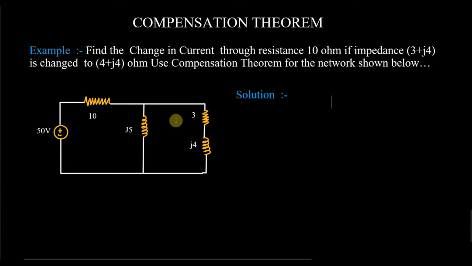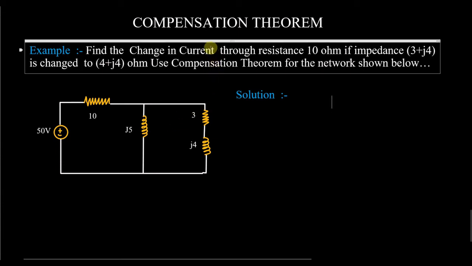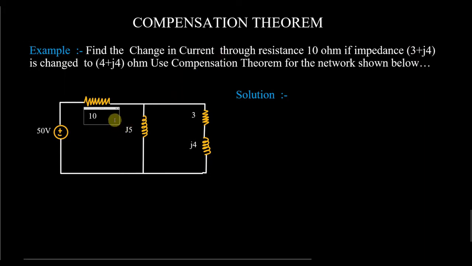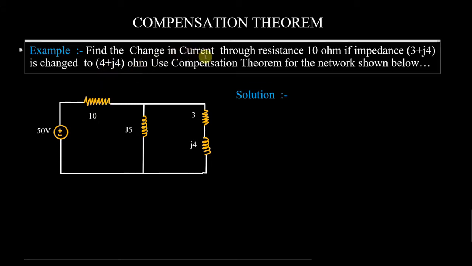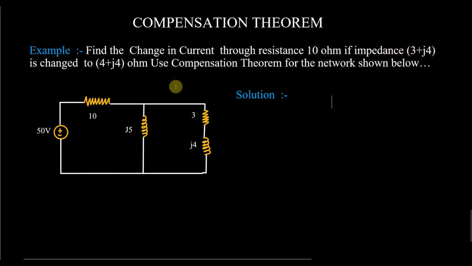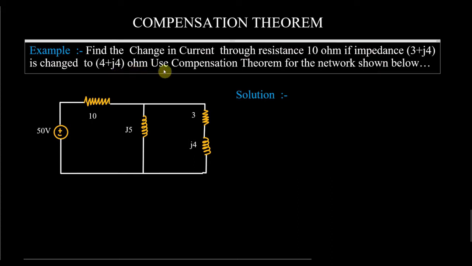Hello everyone. In today's lecture, we will again discuss the compensation theorem. In this lecture, we will solve one numerical based on compensation theorem so that we can understand all the basic concept of the compensation theorem. The example given here is: find the change in current through the 10 ohm resistor if the impedance 3 plus J4 is changed to 4 plus J4 ohm.